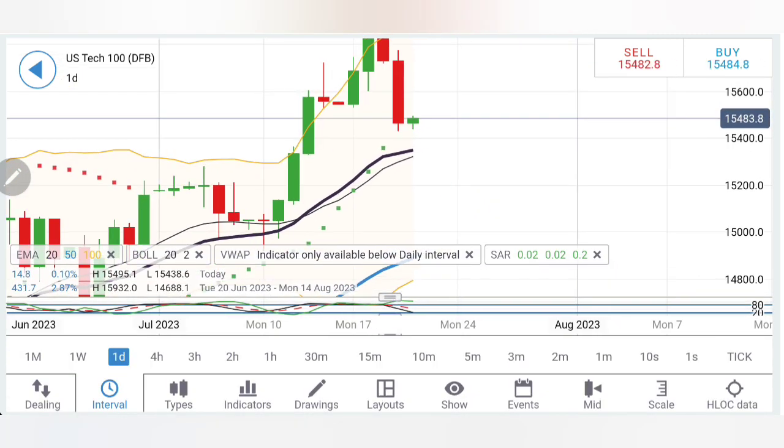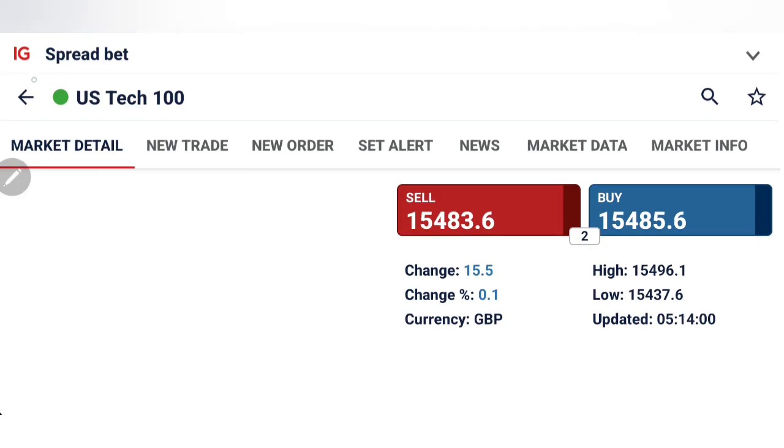On the upside, be careful of 15,530, 550 zone, and then 15,600 will be seen. This should be still a retracement, not a reversal till the time it stays below 15,700, 720 zone. Take your trades accordingly. Now let's have a look at Dow Jones.